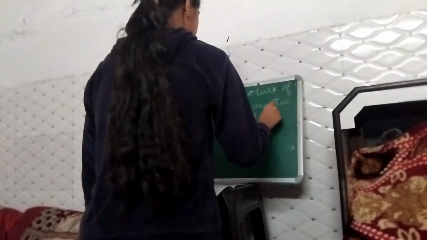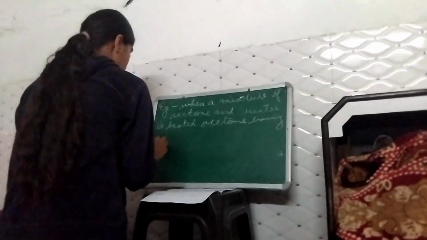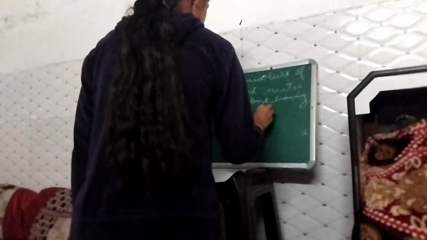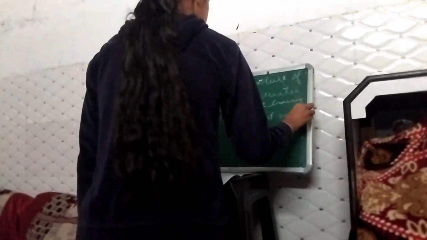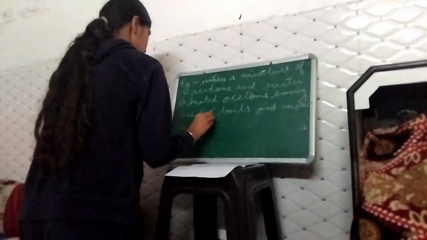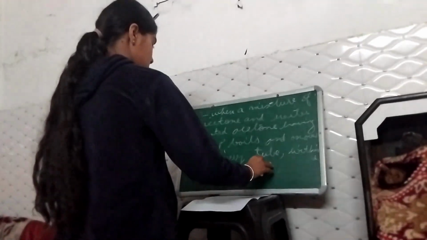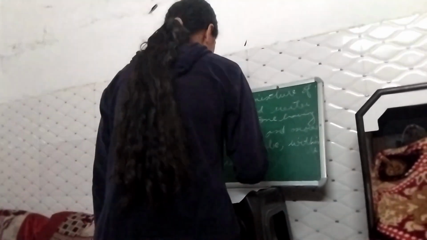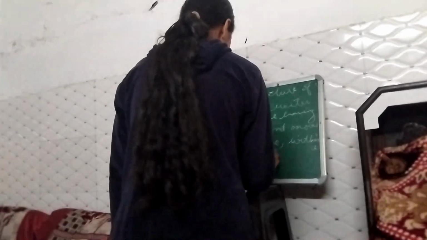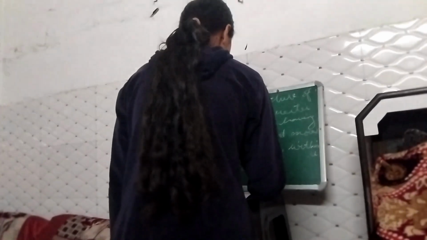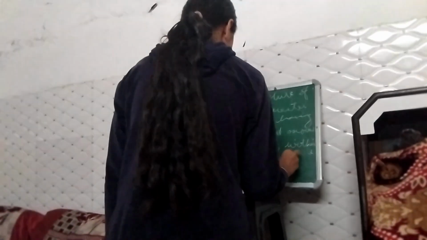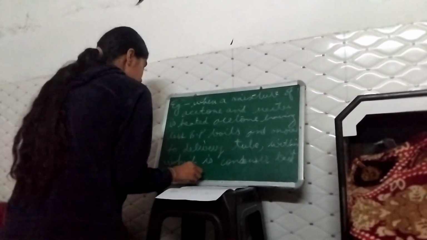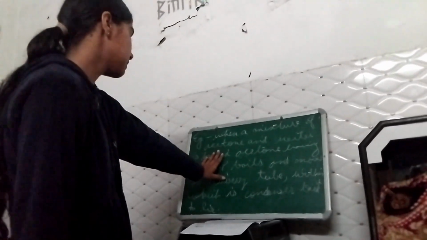acetone, having less boiling point, boils and moves to the delivery tube, within which it is condensed within the condenser back to liquid. So this is a common example of distillation.